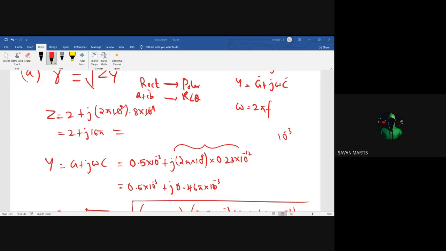Yes, sir. So can you please help me out with how to convert Cartesian to polar in the calculator? Suppose I have a plus jb, how do I convert it, not manually with root of a square plus b square and tan inverse of b by a. Sir, there is a command, I think shift plus. Like directly we can.